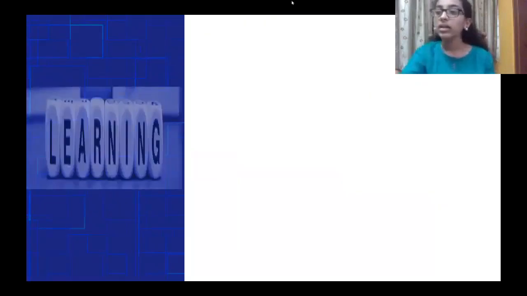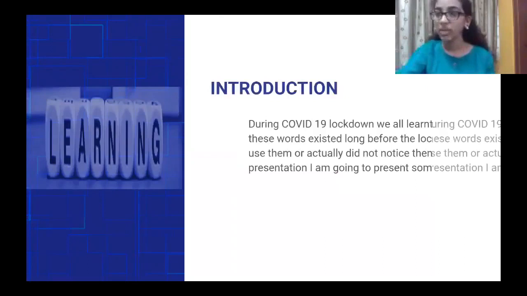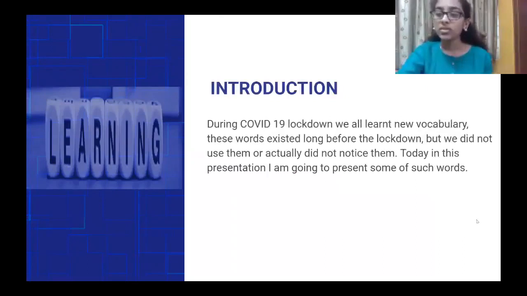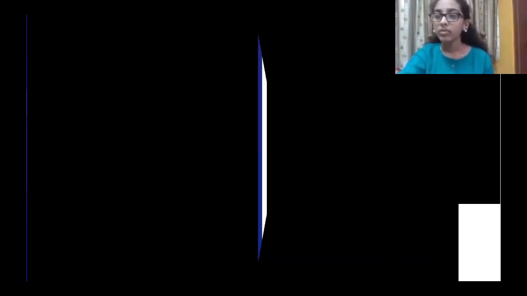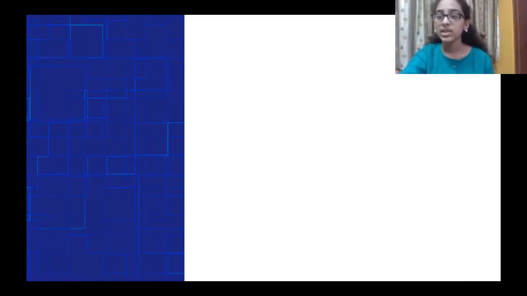In this COVID lockdown, we learned many new vocabulary words. These words existed long before the lockdown, but we actually used them or noticed them during this lockdown because we heard them in the newspapers and news channels. So I'm going to focus on some of these words. The first word is social distancing.